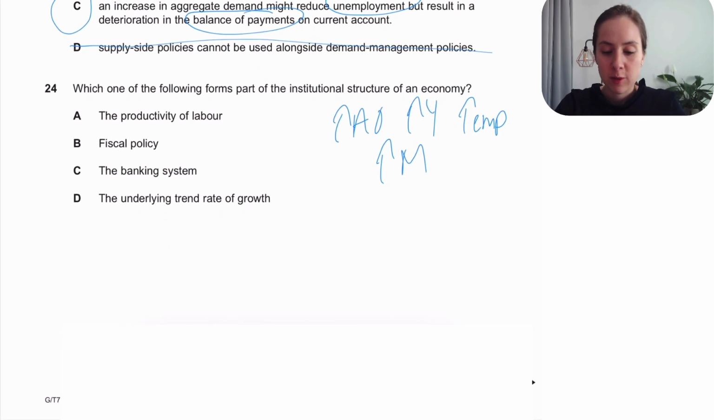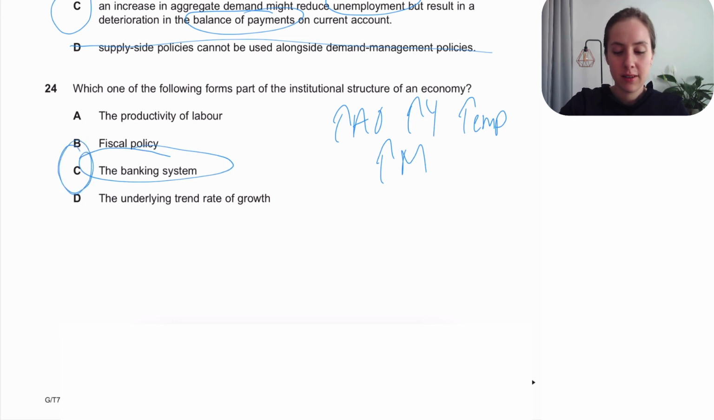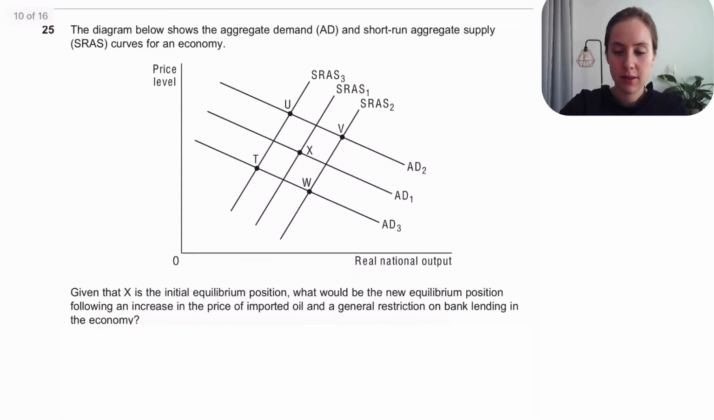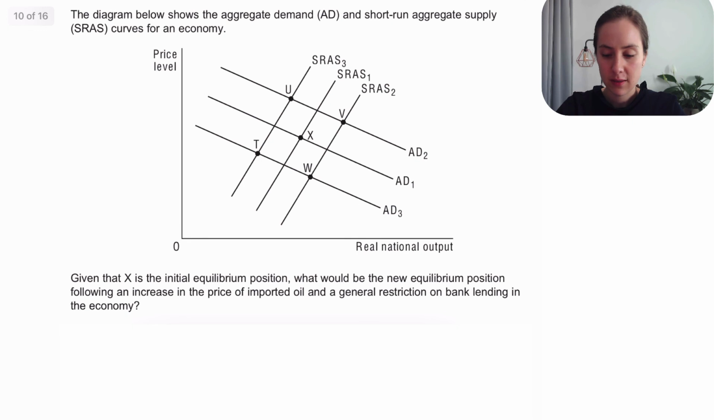Which of the following forms part of the institutional structure of an economy? So institutions are things like banks. AD and short-run AS curve.